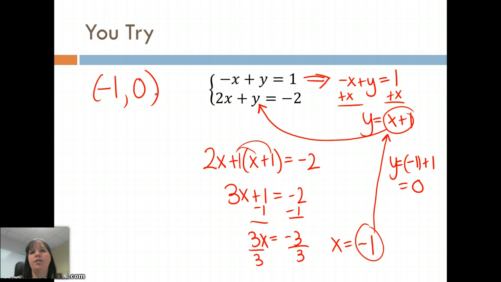You can check your answers. That's the nicest thing about these solving problems, is that you can easily check these answers. Plug them in, and tomorrow we'll practice some more substituting.